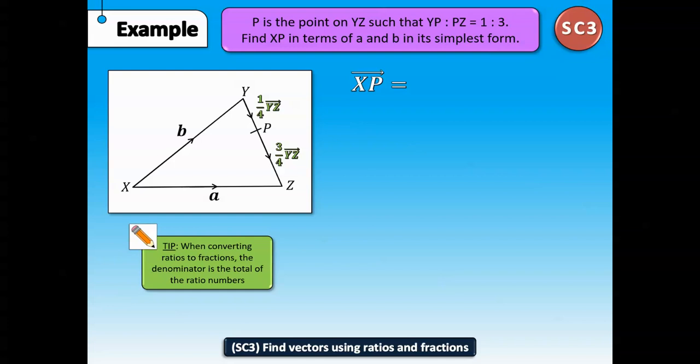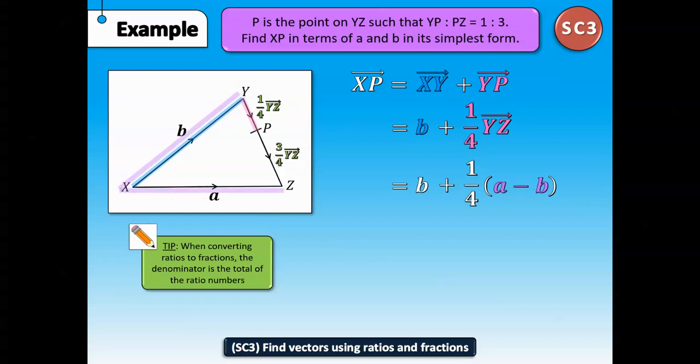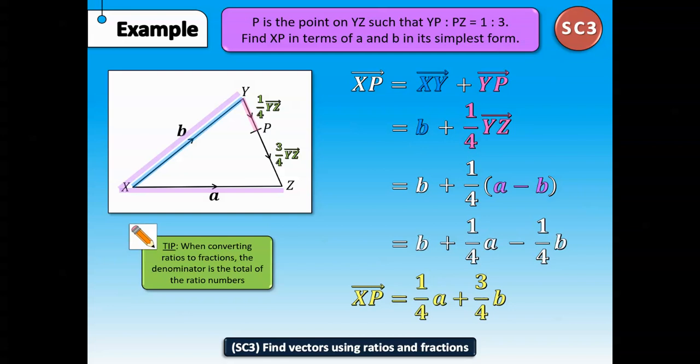So we want to go from X to P. So we go from X to Y, and then from Y to P. X to Y is B, and Y to P is 1/4 of Y to Z. So Y to Z is minus B plus A. So we expand the bracket, and then we simplify. So XP is 1/4 A plus 3/4 B.